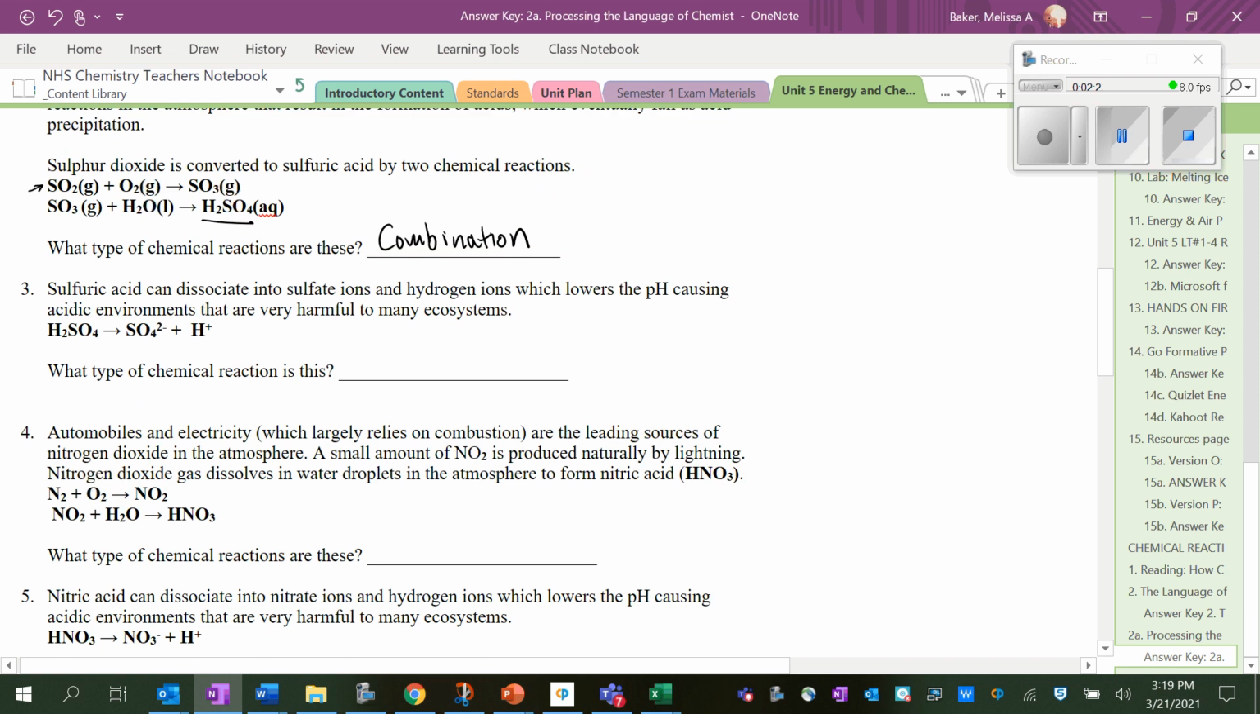These are combination reactions. Sulfuric acid can dissociate into sulfate ions and hydrogen ions, which lowers the pH, causing acidic environments that are very harmful to many ecosystems. So when this is breaking down into 2 parts, this is called decomposition.